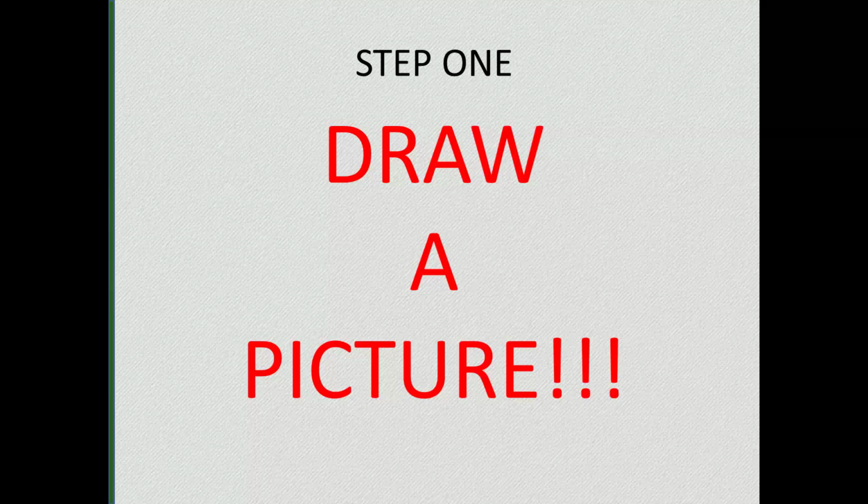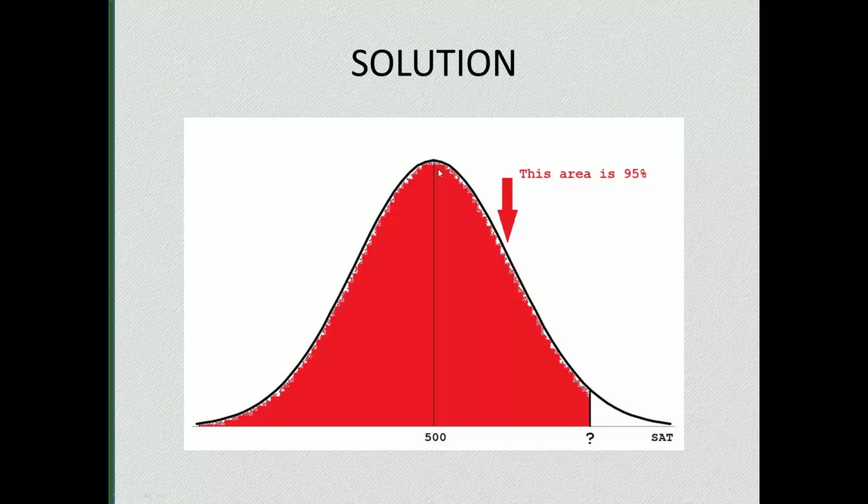Step 1, always draw a picture. Here's our picture. We're wanting this area to be 95% of the curve, and we're looking for the cutoff score that gives us 95% below it.